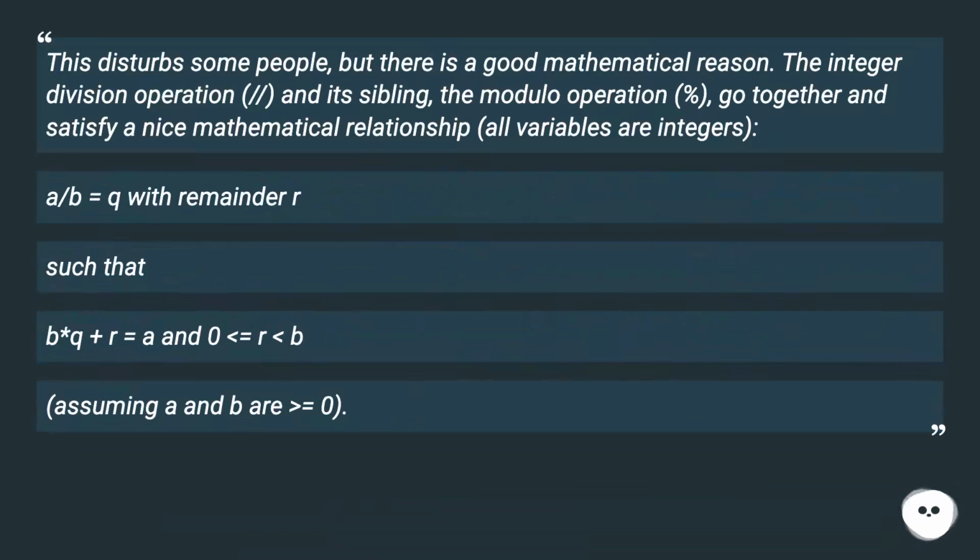This disturbs some people, but there is a good mathematical reason. The integer division operation, //, and its sibling, the modulo operation, %, go together and satisfy a nice mathematical relationship. All variables are integers: a/b equals q with remainder r such that q*b + r = a and 0 <= r < b, assuming a and b are >= 0.